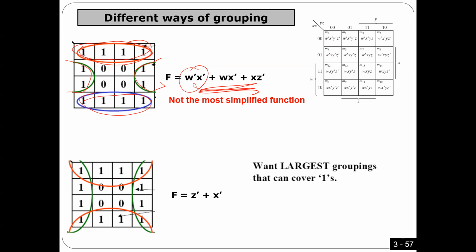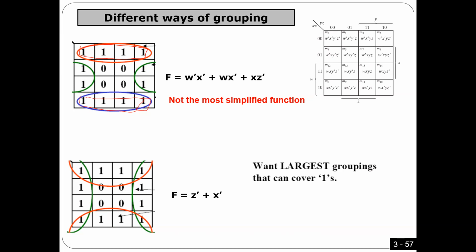The answer is no. Again, as I said before, as long as you cover all the ones, this function is correct, but it is not the most simplified function. So what you can do here, instead of what I did here, I just took these ones as one group and these ones here as another group. However, I can merge them together and make only one group because, as I told you, they are neighbors.